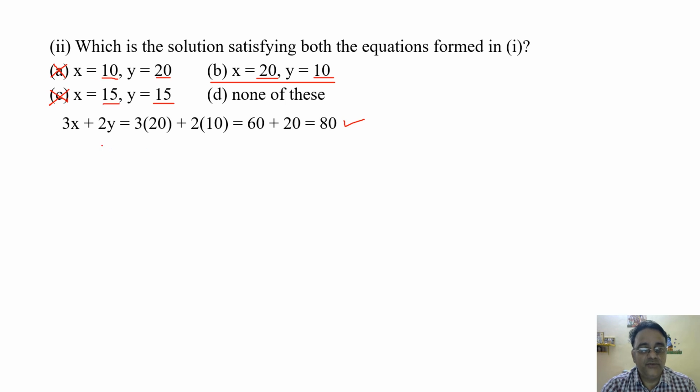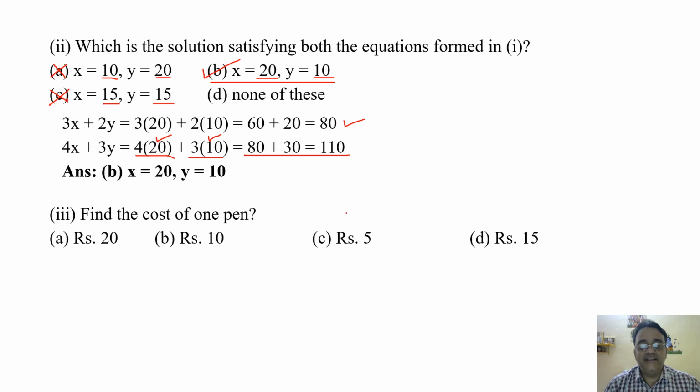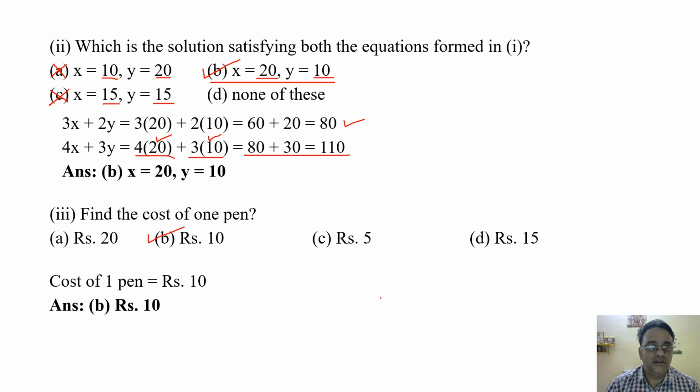Let's see 4x plus 3y. So 4 into 20 is 80 and 3 into 10 is 30. So 80 plus 30 is 110. So the correct option is option B. That means the cost of one notebook is 20 rupees. Cost of one pen is rupees 10. Right. So find the cost of one pen. What is the answer? 10 rupees, right? And the correct option is option B, right?